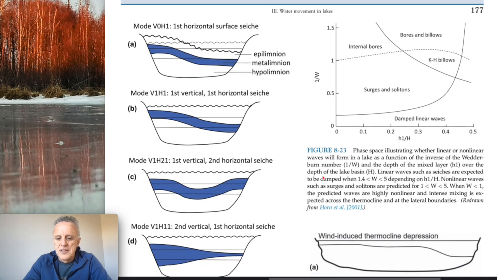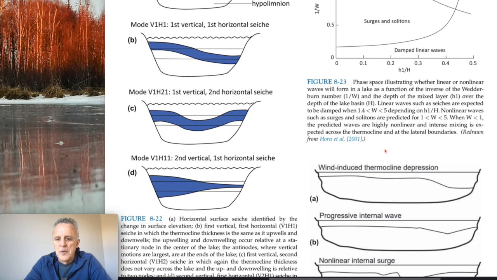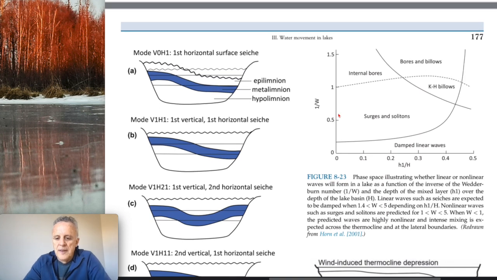Figure 8-23. This is the phase space illustrating whether a linear or nonlinear wave will form in a lake as a function of the inverse of the Wedderburn number, 1 over W, and the depth of the mixed layer, H1, over the depth of the lake basin, H. So here we have H1 over H, where H1 is the mixed layer and H is the depth of the basin. So the mixed layer divided by the depth of the basin. And then here we have 1 over W, 1 over the Wedderburn number.